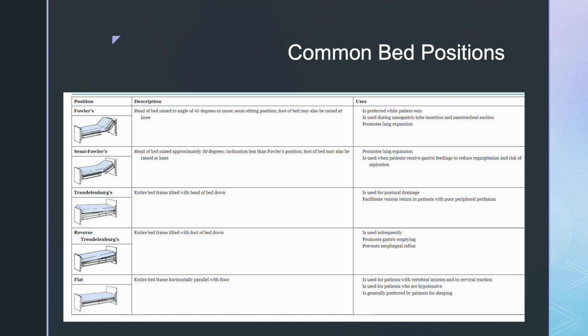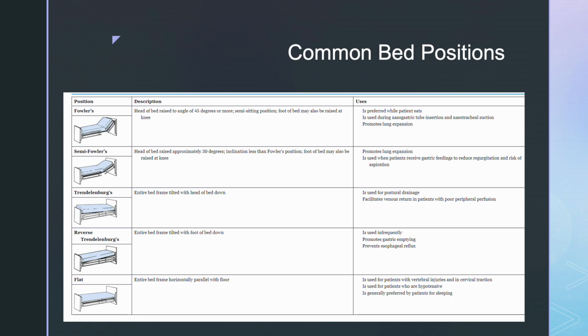I would argue we almost want it up closer to 90 degrees if we can, if the patient is eating. Semi-Fowler's is when the head of the bed is about 30 degrees, so it's a little bit less. Again, used with feeding, it reduces the risk of regurgitation. We just need that head of the bed elevated to prevent the risk of aspiration. Some patients also like this level of head of bed when sleeping.